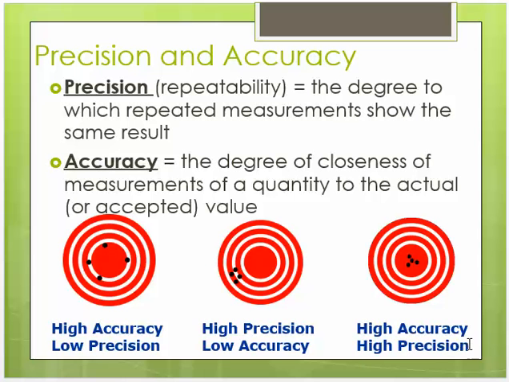All right, so precision is repeatability. Someone who shoots free throws and always hits the front end of the hoop, they're very precise. Someone who is all around the hoop and keeps hitting all the different sides of the hoop, they're not very precise, but they're very accurate.